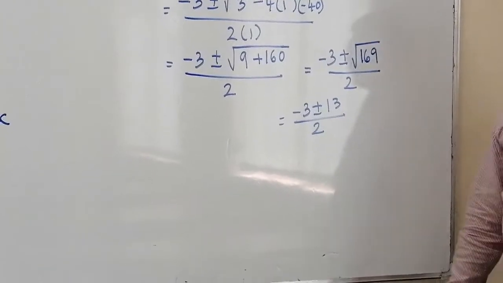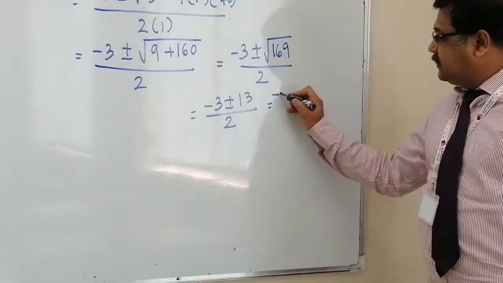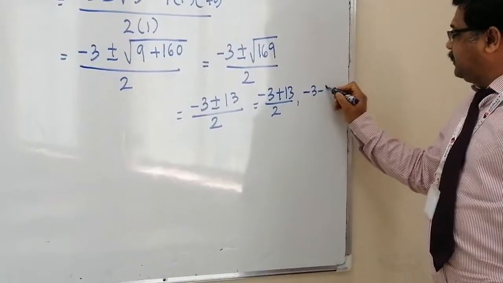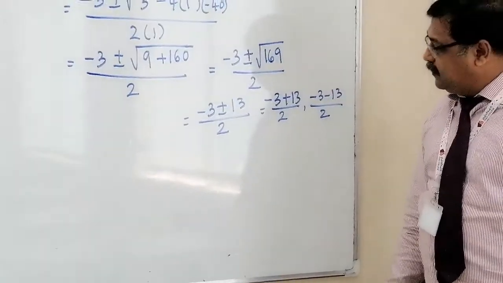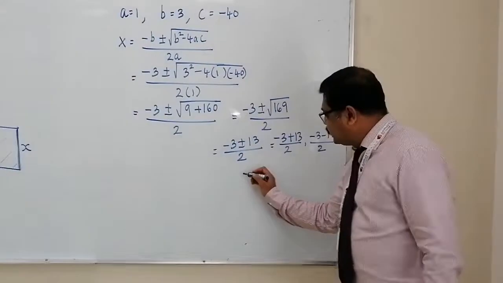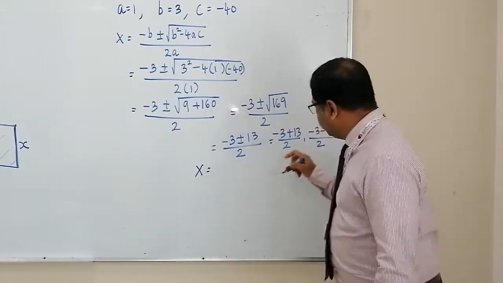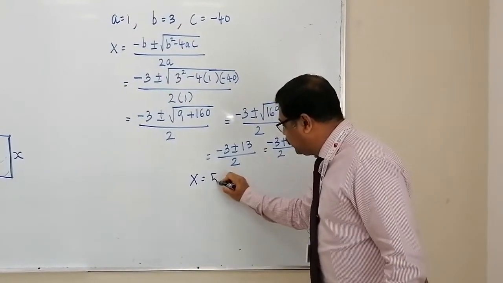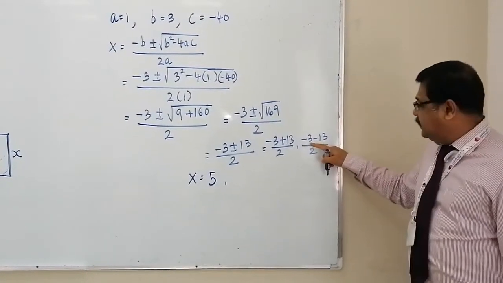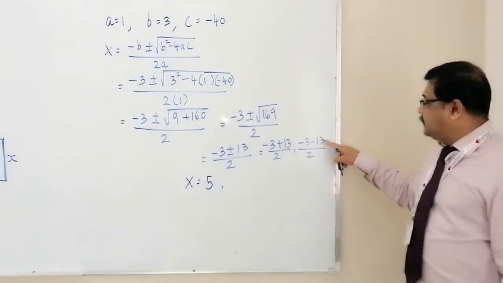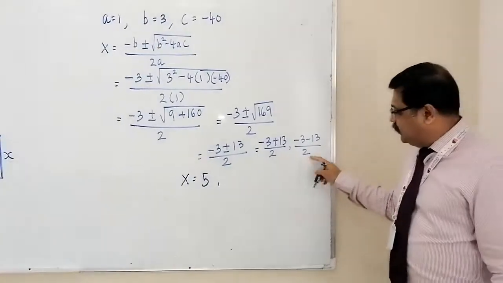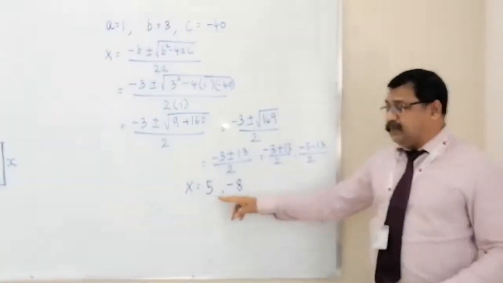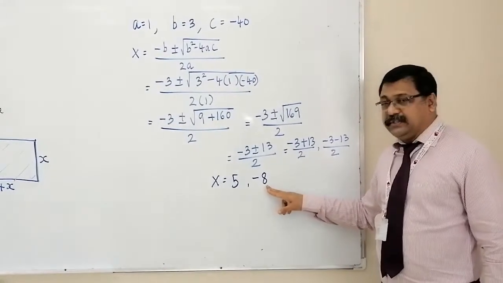As we know, quadratic equation gives two answers. The two answers are minus 3 plus 13 divided by 2 and minus 3 minus 13 divided by 2. So the x values are: minus 3 plus 13 divided by 2, that is 10 divided by 2, that is 5. The second value is minus 3 minus 13 divided by 2, that is minus 16 divided by 2, which is minus 8. Now here we have two values, one is positive 5 and another one is negative 8.